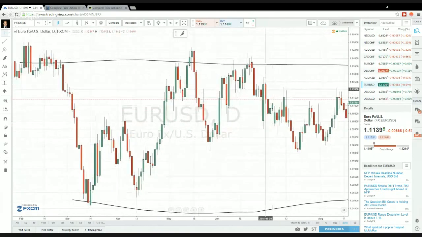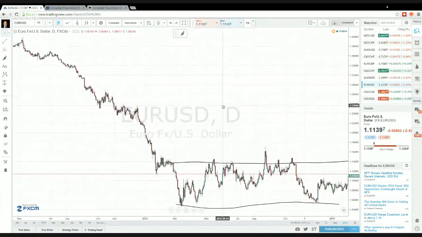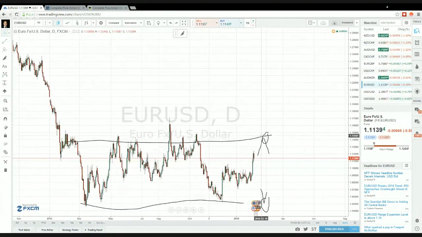So this is an example. I've told you exactly what I'm looking for on the euro. It's either going to the resistance zone or to the support zone, and then we could look for entering the trade. If price comes around that level here, I'm not going to do anything.